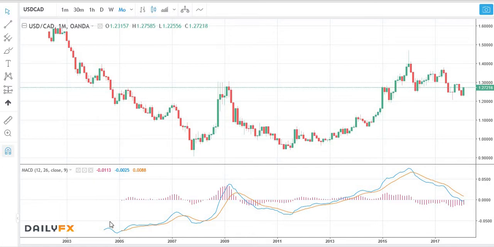Today we're going to be talking about the MACD indicator, or the Big Mac, like some people like to call it, and we're going to look at how we can actually use it to gauge whether or not we should be in a trade or not.